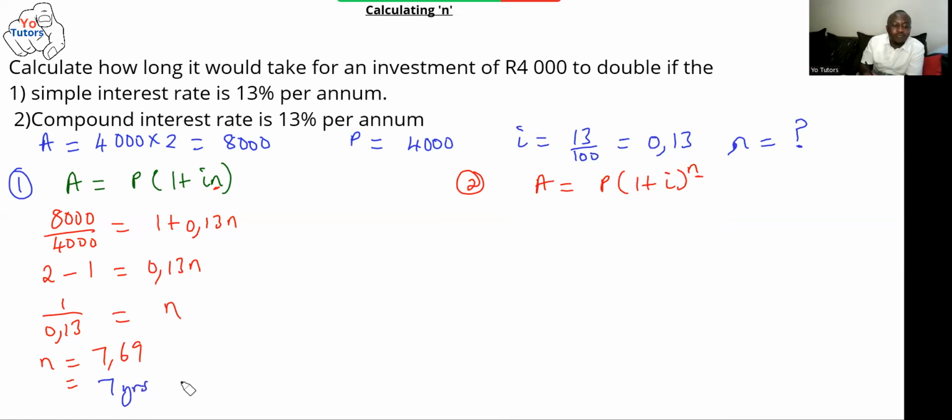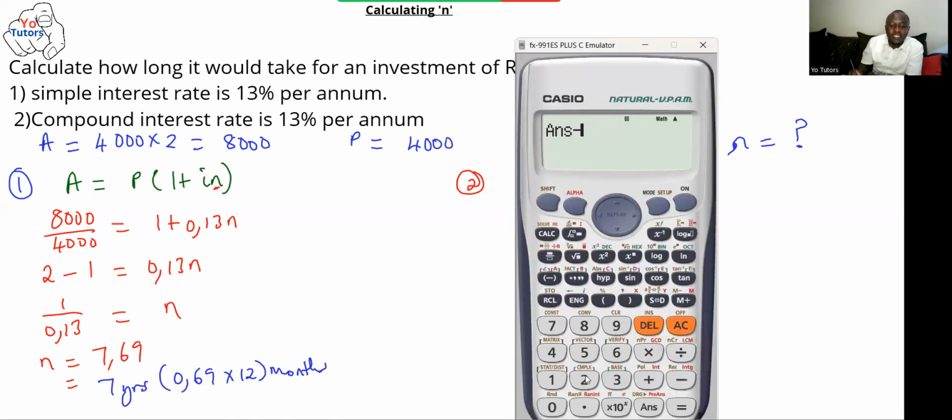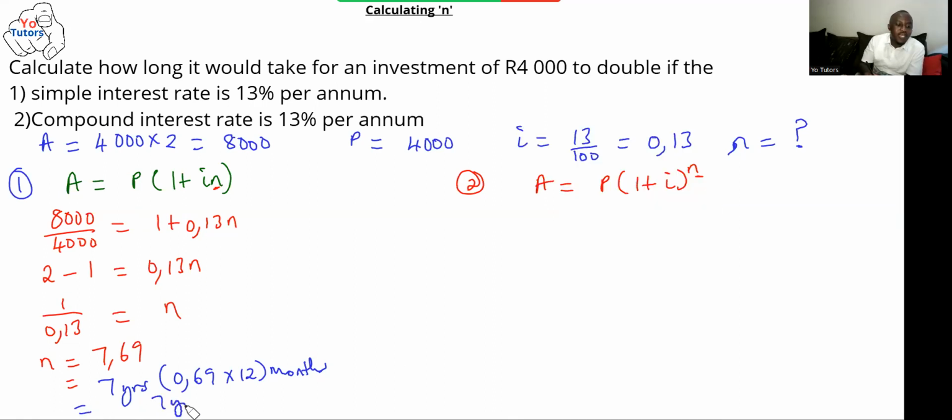But what about months? We say 0,69 times 12. Times 12, that's going to give us the months here. So we say minus 7, this is what we get. Then we say times 12, then we can get months there. That's our 8 months. So it's approximately 7 years, 8 months. Okay, that's the answer there.